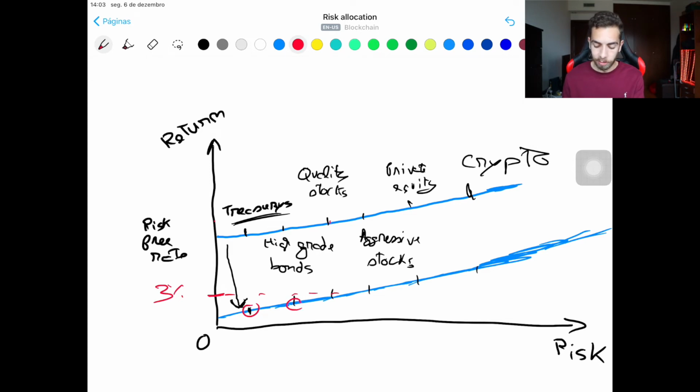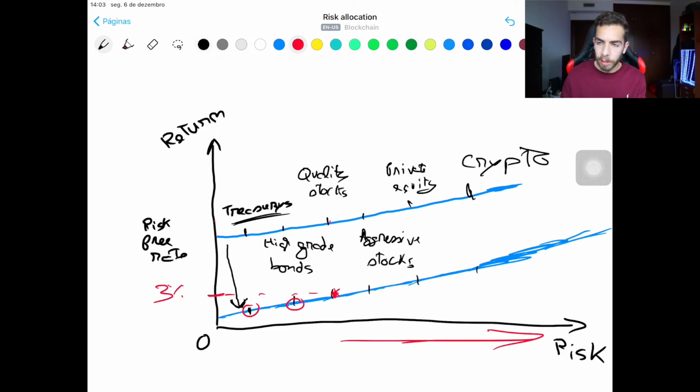If you're here with high-grade bonds, you're also getting a return lower than inflation, so you're technically losing money. So you need to push yourself up the risk level to get the same amount of returns, or at least try to beat inflation.